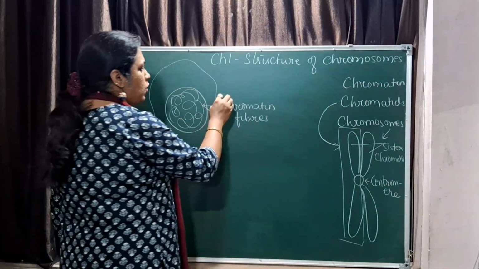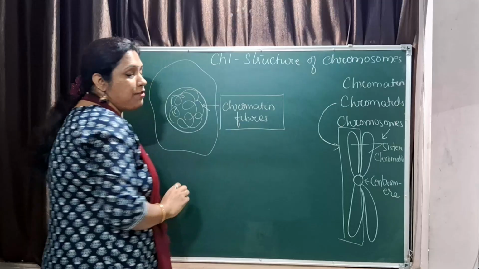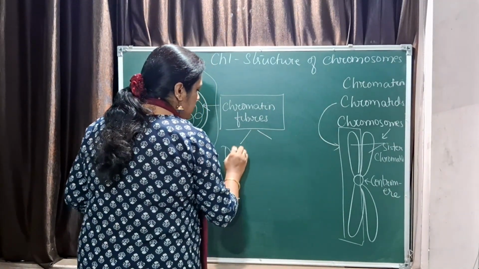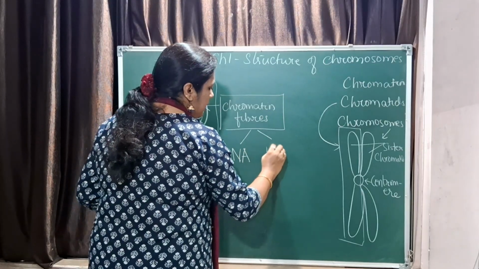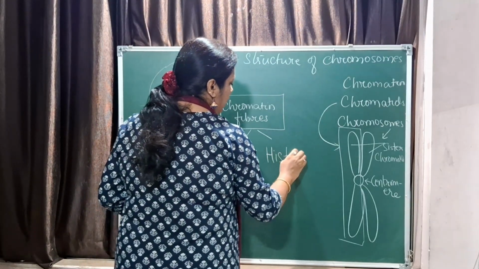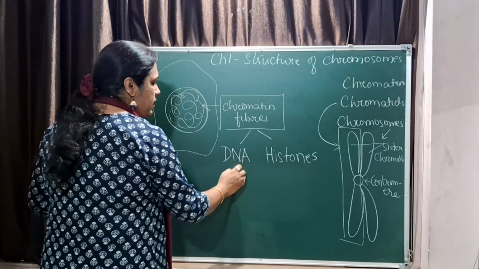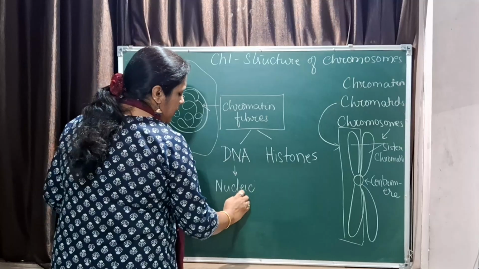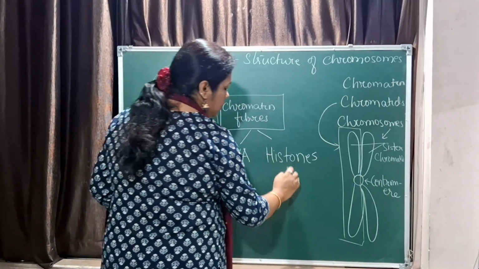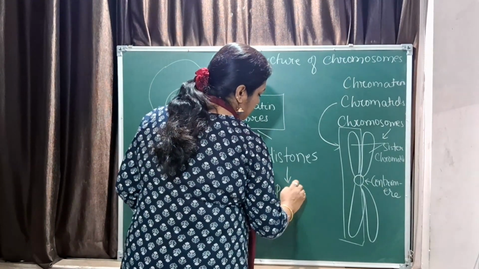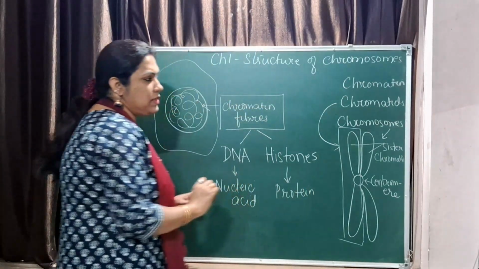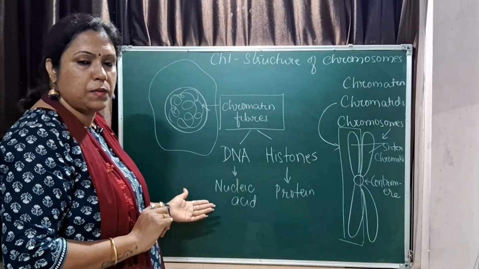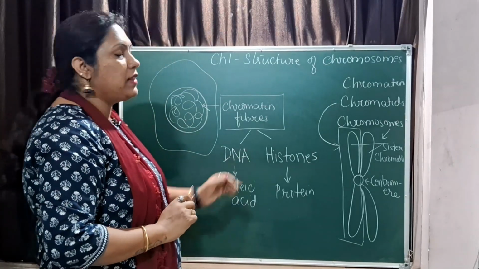Now when you talk about the chromatin fibers, what are these chromatin fibers made up of? Chromatin fibers are made up of two components, DNA and histones. Okay. What is a DNA? DNA is a nucleic acid. And what is a histone? Histone is a protein. Is that clear? This basic information is clear to you all? So DNA is a nucleic acid. There are two types of nucleic acid we will be studying, RNA and DNA, and the histones.